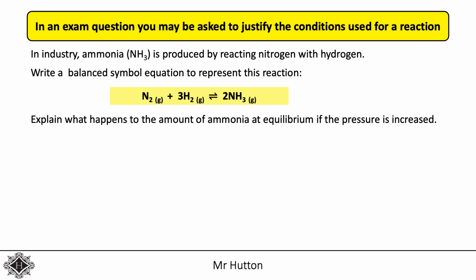Good, spot on. This is the Haber process, something that you'll learn a little bit about in the course now, but also a lot when you look at using resources. So explain what happens to the amount of ammonia at equilibrium if the pressure is increased. So for pressure, we need to look at the number of moles of gas on either side. So on the left-hand side, you've got 4 moles, and on the right-hand side, you've got 2 moles. So have a go at answering the question.